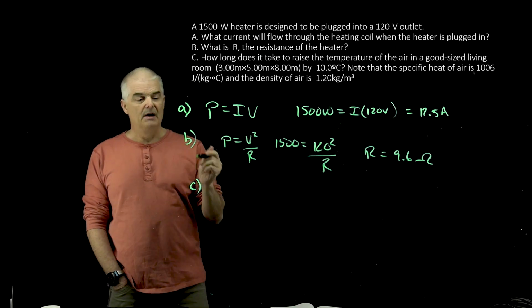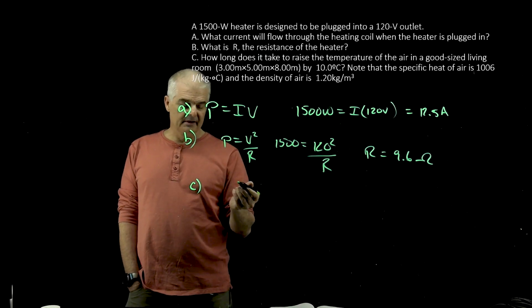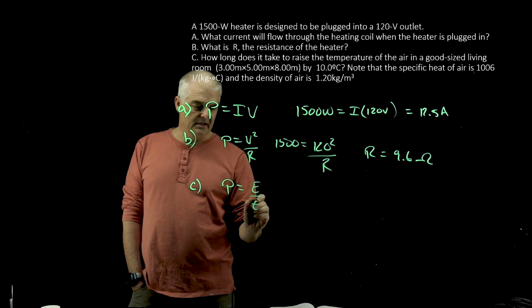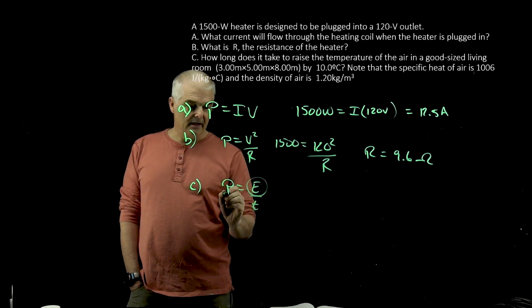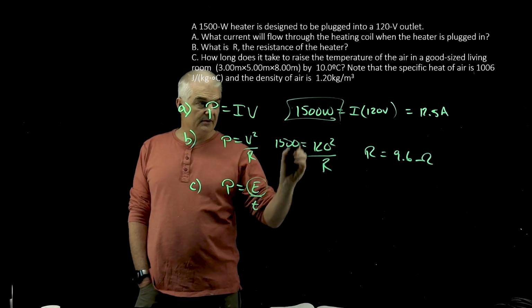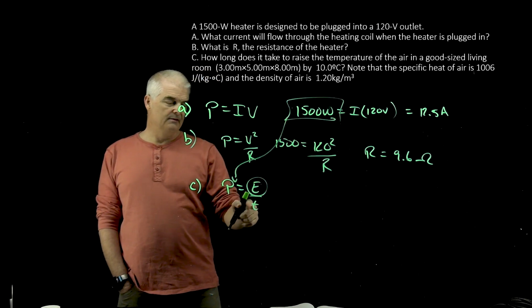Now time, wait a second, time. How am I going to do time? Well, the only equation with time in it is the actual power equation. Power is energy divided by time. So if I can find the energy, I know the power. The power is 1,500 watts. So it's 1,500, it's going to go right here, and I need to find the energy.